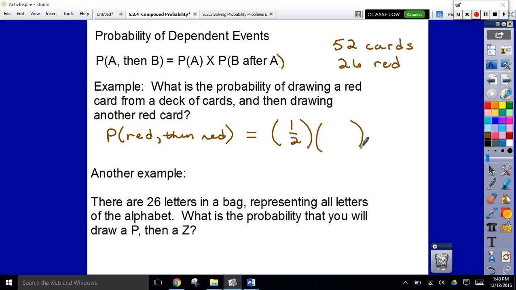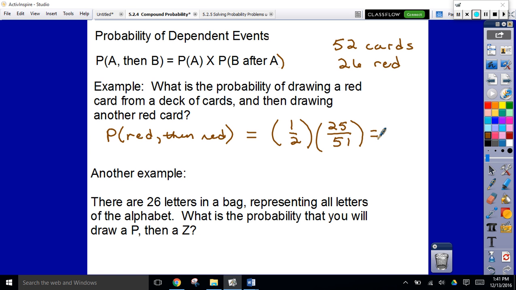Now, if we took a red out, so it's not there anymore, how many reds are left in the deck? 25. How many cards are left in the deck? 51. 51, because we took 1 out. So everything's 1 less. Okay, now we have to multiply the 2 probabilities to find out the chance of that happening right in a row. Go ahead, Caleb.